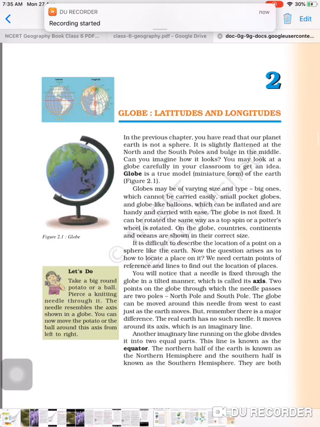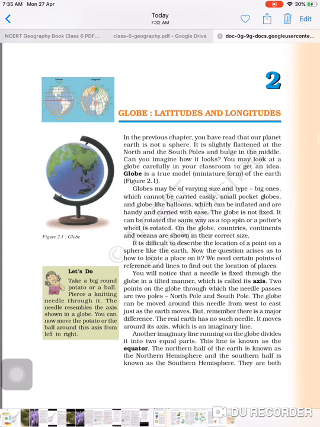Good morning, students. Today we are going to recapitulate the chapter on latitude and longitudes. Dear students, in our previous chapter, we discussed the different planets we have. Now, in this chapter, we just read about one planet, that is our planet Earth.